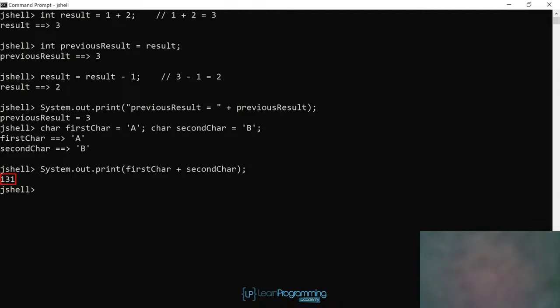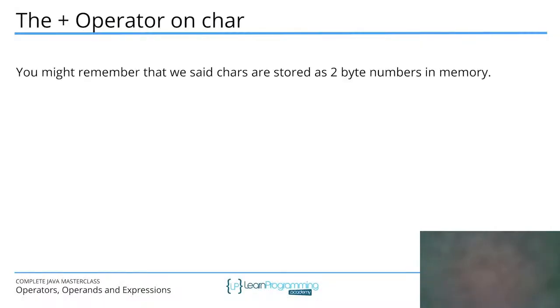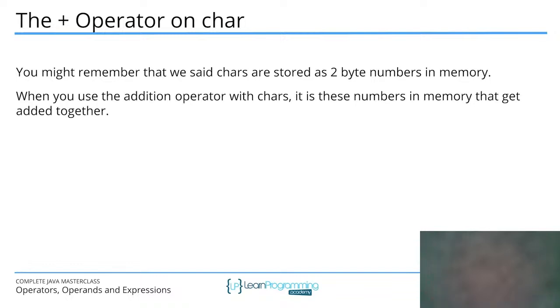So the result definitely does not look like A concatenated with B. Where did 131 come from? You might remember that we said chars are stored as 2 byte numbers in memory. When you use the addition operator with chars, it is these numbers in memory that get added together. The character values don't get concatenated. The decimal values for A and B are 65 and 66 respectively.